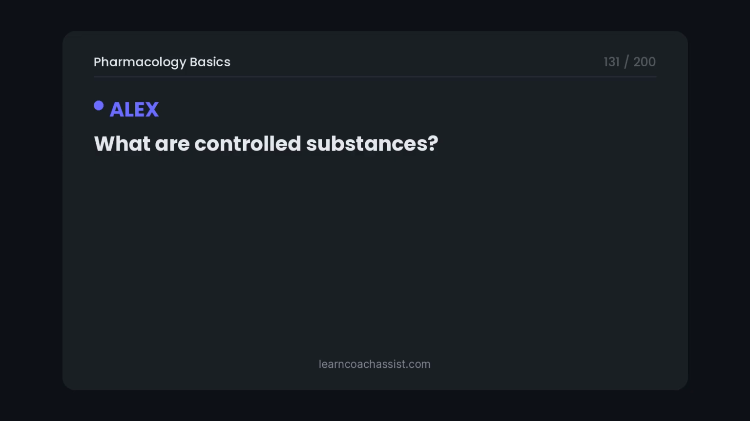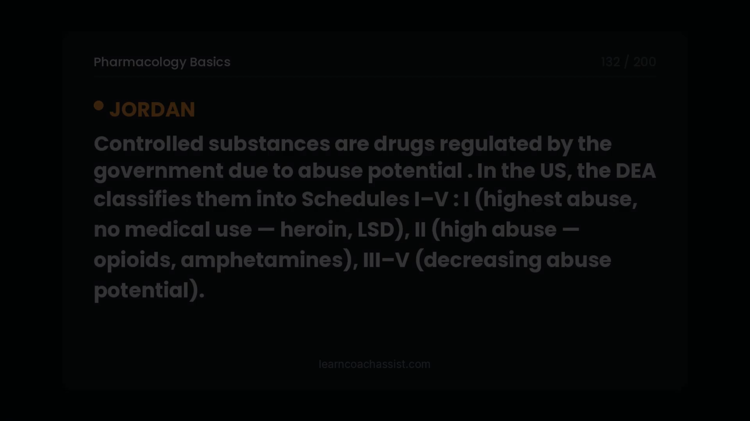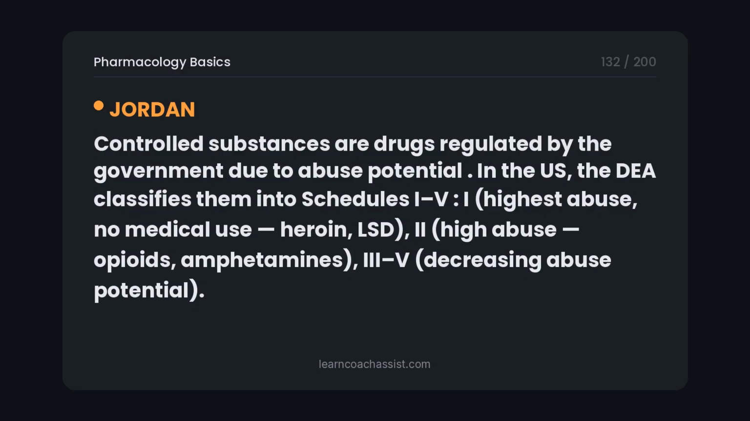What are controlled substances? Controlled substances are drugs regulated by the government due to abuse potential. In the U.S., the DEA classifies them into Schedules I to V: Schedule I, highest abuse, no medical use, heroin, LSD; 2, high abuse, opioids, amphetamines; 3 to V, decreasing abuse potential.